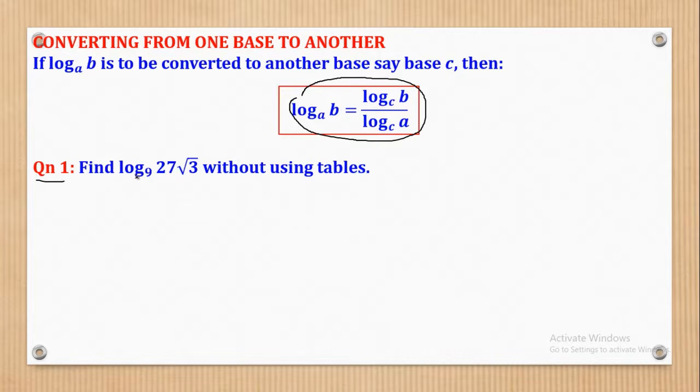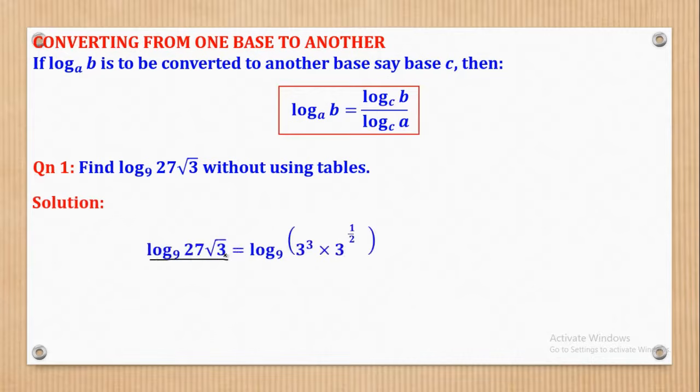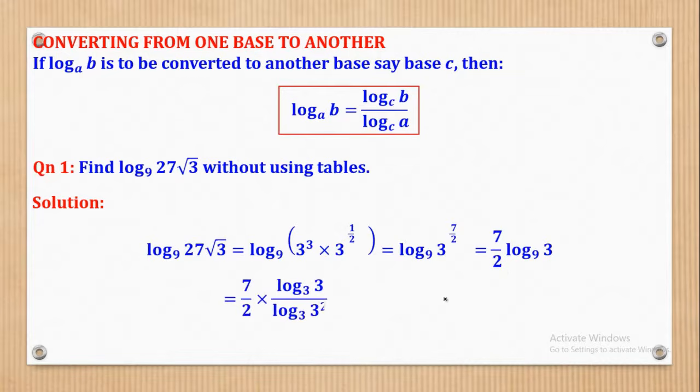Question 1 says find this without using tables or calculator. This is what I'm given. I'll first change this one. 27 is the same as 3 to the power 3, and this one is the same as 3 to the power half. Now this is the same base. You add the powers to come up with 7 over 2. Then I'll take this power down to come up with 7 over 2 log base 9 of 3. Now I can change base 9 to base 3, so this becomes log base 3 of 3 divided by log base 3 of 9.